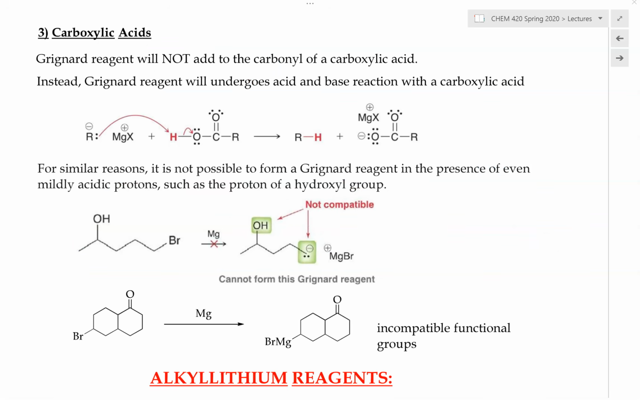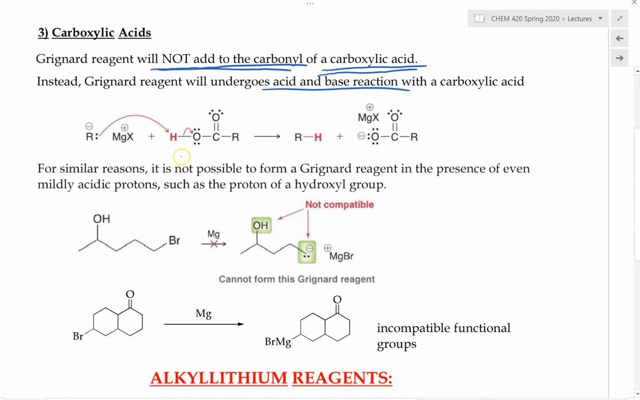And now let's focus on the reactivity of the Grignard reagent with the carboxylic acid one more time in great detail. We have seen the reaction of the carboxylic acid already in example 31 that we discussed previously, and now let's get into this in more detail. The Grignard reagent will not be able to add to the carbonyl of the carboxylic acid. Please keep that in mind. Instead, it will undergo an acid-base reaction rather than nucleophilic addition with the carboxylic acid.